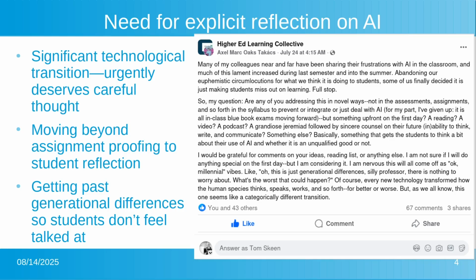Of course, every new technology transformed how the human species thinks, speaks, works, and so forth, for better or for worse. But as we all know, this one seems like a categorically different transition. And so I just had a few things that I see in here that I think are important. They really got me thinking. The first one, the major one here, this is kind of an urgent one too. There is this significant technological transition. It urgently deserves careful thought.